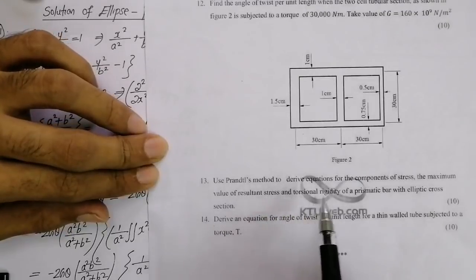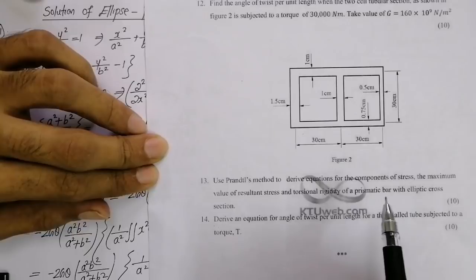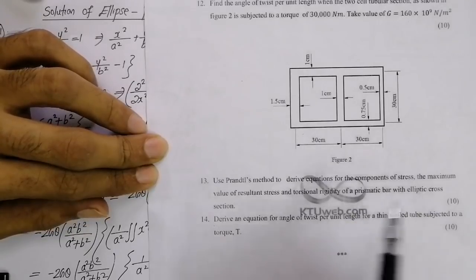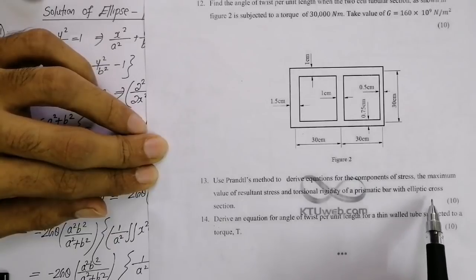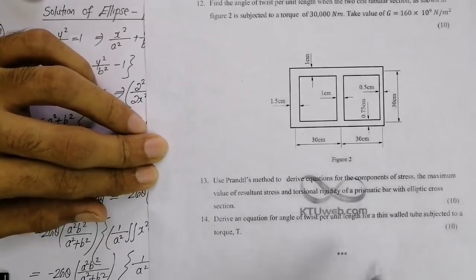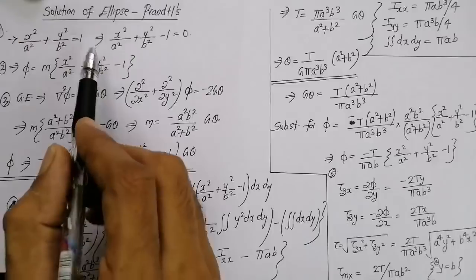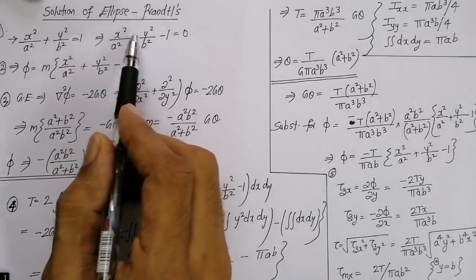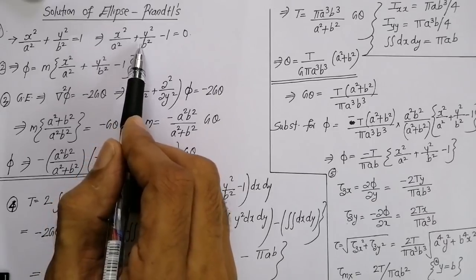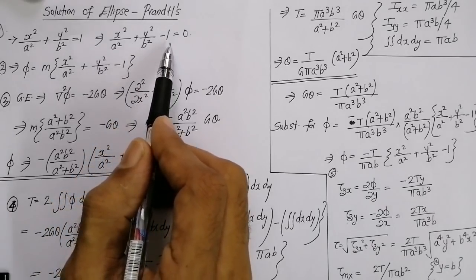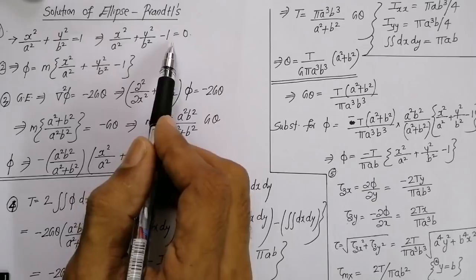So let us see how to derive the equation for components of stress, resultant stress and torsional rigidity of an elliptical cross section using Prandtl's method. It was asked for 10 marks. Now solution of ellipse, a Prandtl's method. So first step is to write down the standard form of the equation of the ellipse. What is the standard form? You have to maintain the RHS as 0.